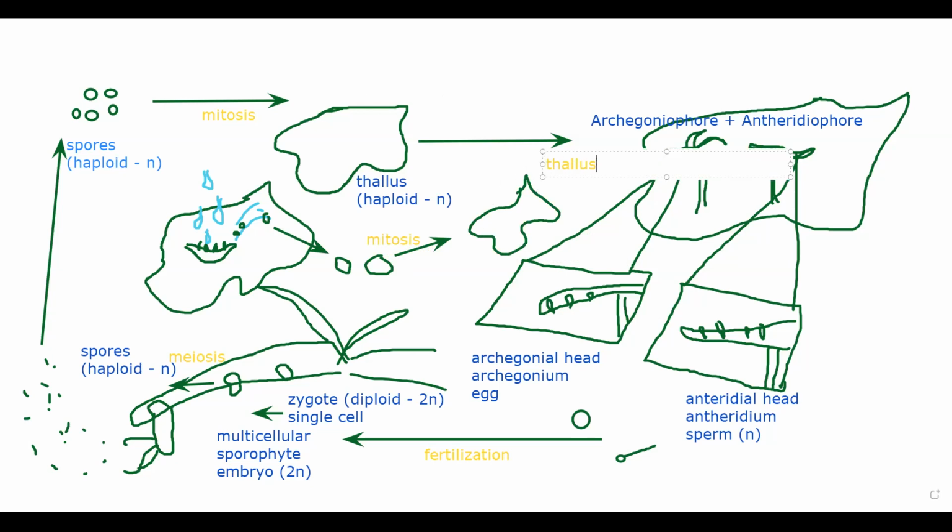This is all occurring in the gametophyte stage, so it is always haploid. And this thallus can go on to produce sexual or asexual structures for reproduction in the future.